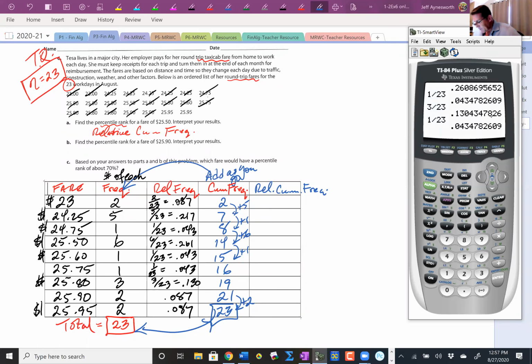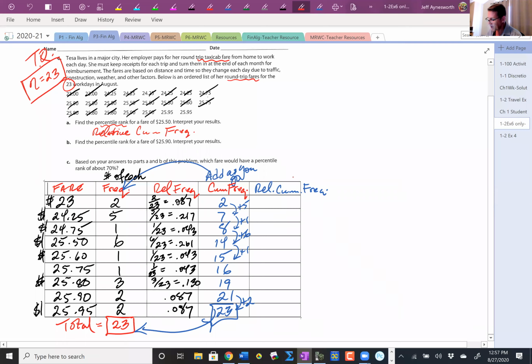Okay, now relative cumulative frequency. Here we go. So what we want to do now is add up the relative frequencies. So I'm going to put this one in red. So this one here depends on this one. Here we go. So the first relative frequency is 0.087. That's the first relative frequency.